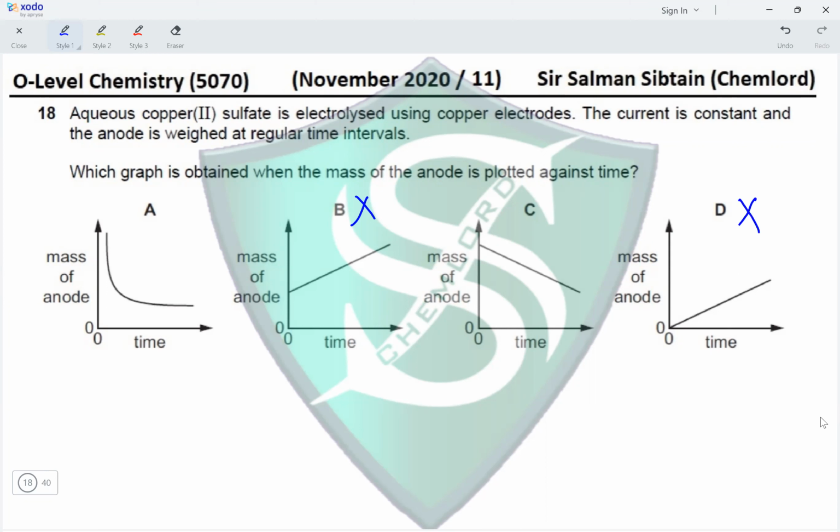Now, since they said the current is constant, that means the amount of copper that would oxidize would also be constant, which means the decrease in mass would be constant. So based on this, option C is the correct option for this question.